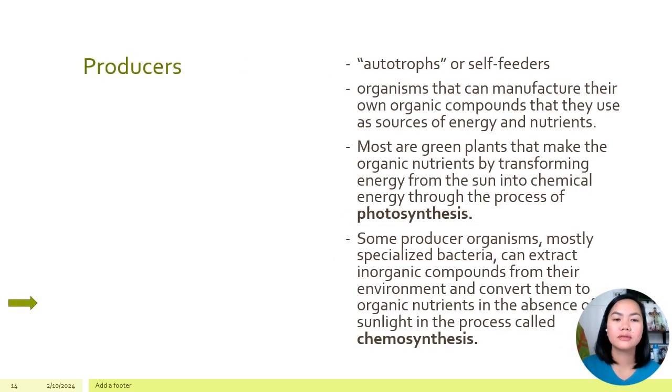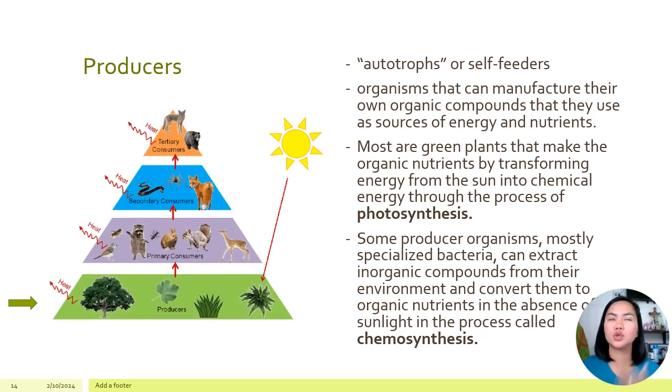First, we have the producers. I'm sure you are familiar with producer, consumer, and decomposer. So when we say producer, these are also called autotrophs. When we say autotrophs, it means they are self-feeders. Self-feeders mean these organisms actually make or manufacture their own food or their own organic compounds as the source of energy and nutrients. But the food that they manufacture is not only for themselves but also for other organisms.